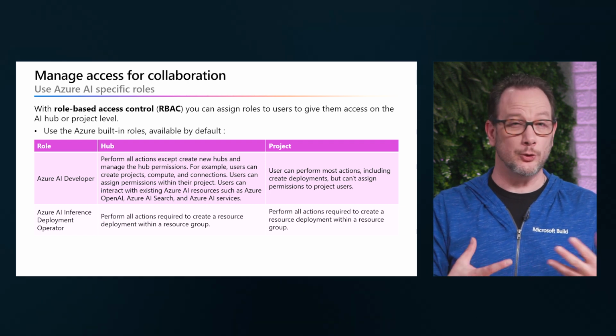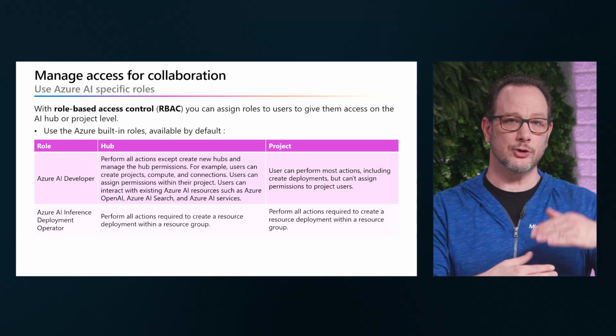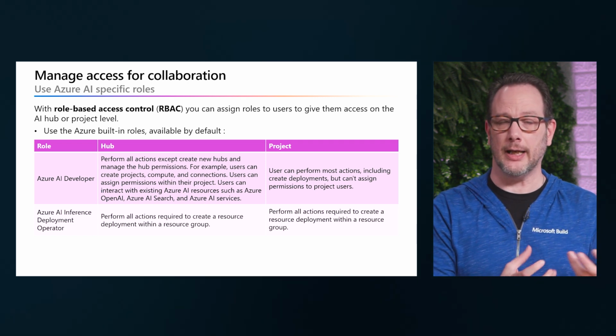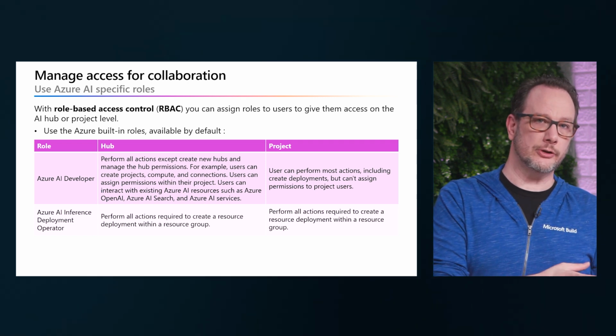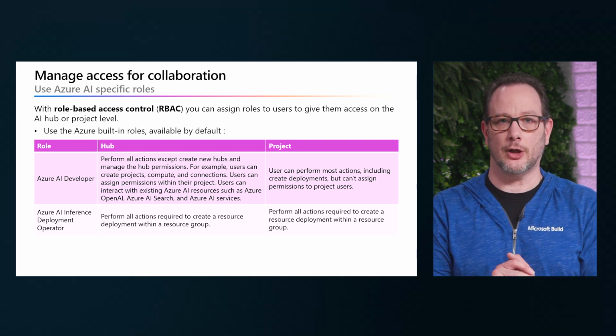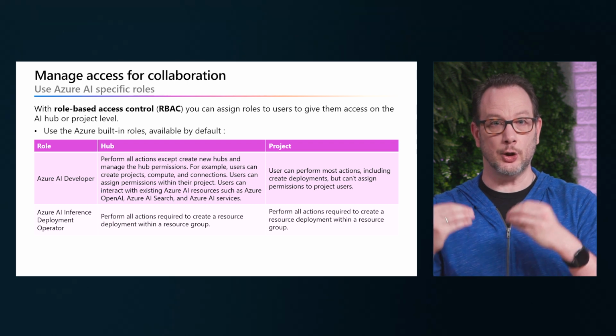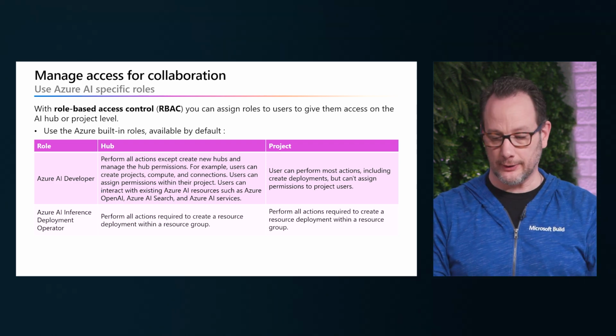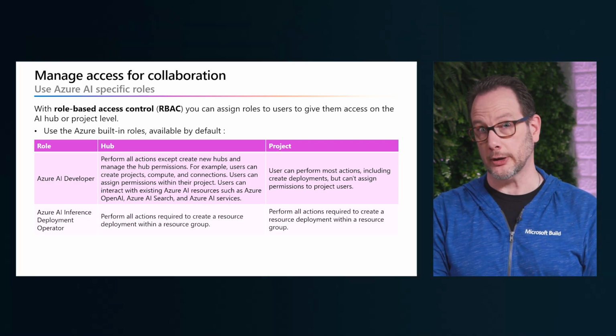So maybe your cloud team, your cloud center of excellence, is going to have certain permissions to manage the actual, I would say, cloud resources, where now the AI team, the developers, the data scientists are specifically managing the AI components. And that's where the different levels of permissions are becoming important.